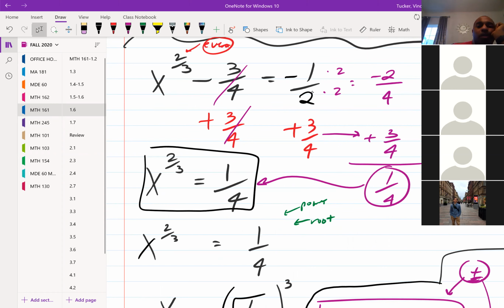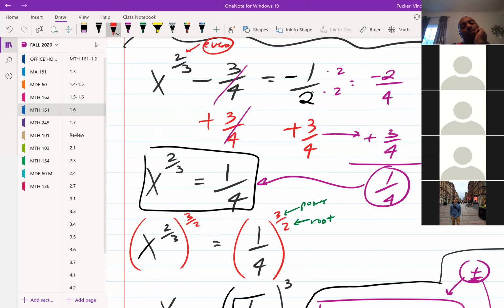All right. So raise both sides to 3/2. Remember, we need to do that because when you raise a power to a power, you multiply them, and multiplying a fraction by its reciprocal will turn it into 1, and that'll cancel that out. Do the same thing here, 3/2.